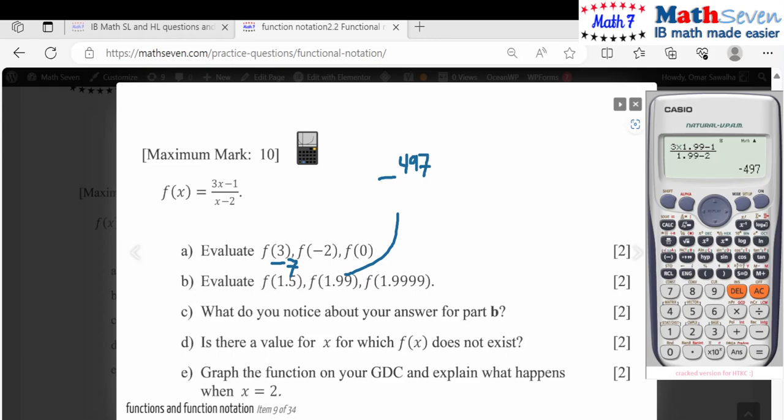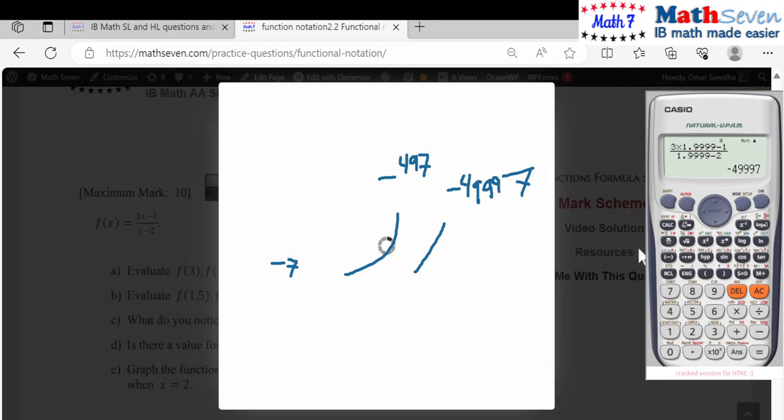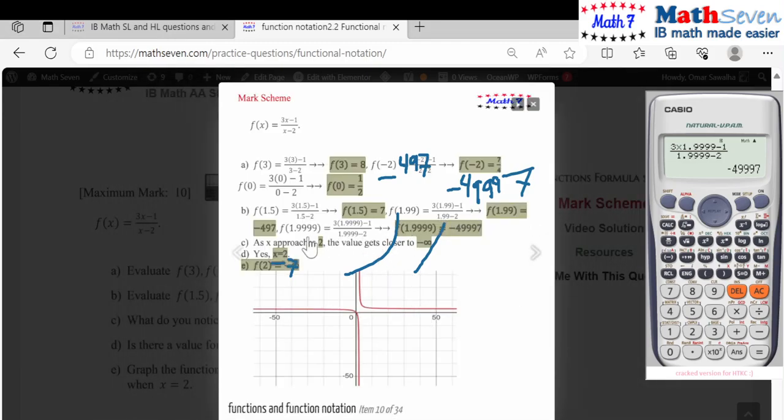Okay, let's get 1.9999. So go back to the calculator, insert these values. Another 2 nines. Look what you get. You're going to get minus 49997. So this is getting even bigger. Okay, so let's check our mark scheme here. And you got to tell me what's happening here. So again, minus 497, minus 49997.